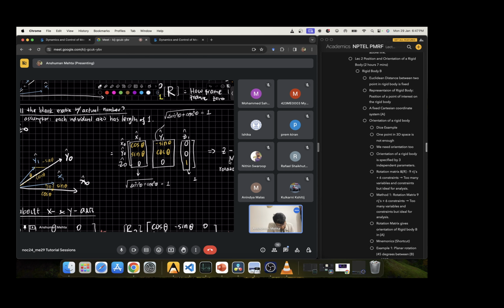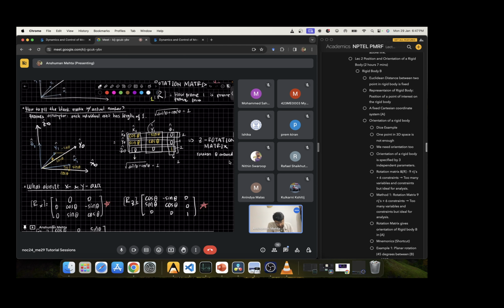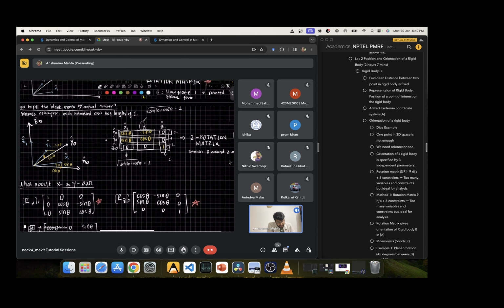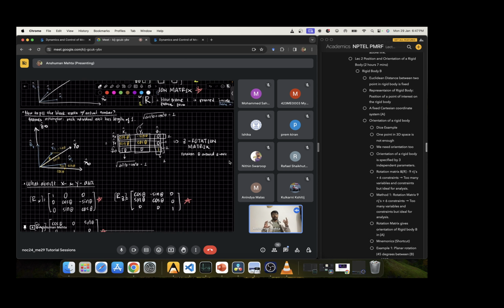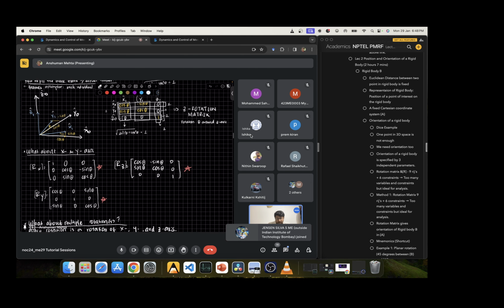Similarly, if we look from the column, this is one of the properties of a rotation matrix: the individual axis has length 1, or each individual column, each individual row, has length 1. So this is with respect to z. If the coordinate system is rotating with respect to the z axis, and similarly if you have the x or y axis, if the rotation is about the x or y axis, we can have this terminology.